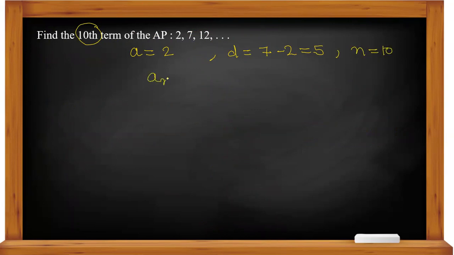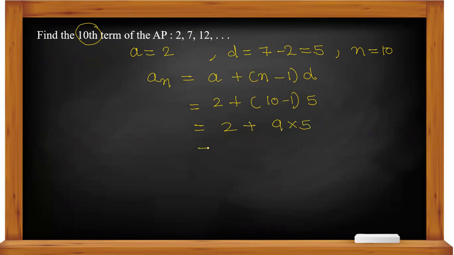So first of all, I will write the formula for the nth term, An, which is equal to A plus (N minus 1) into D. Let us put all the values. A is equal to 2, N is 10, so 10 minus 1, into D. D is 5. It will be equal to what? 2 plus 9 multiply 5. How much? 2 plus 45, which is equal to 47. So the 10th term, that is A10 of this AP, will be equal to 47.